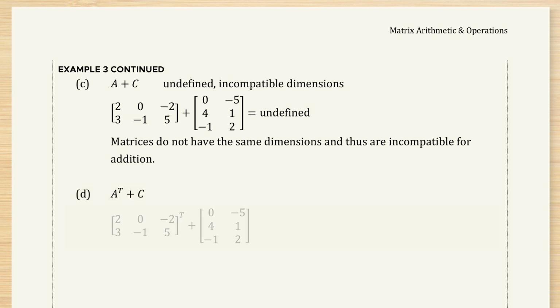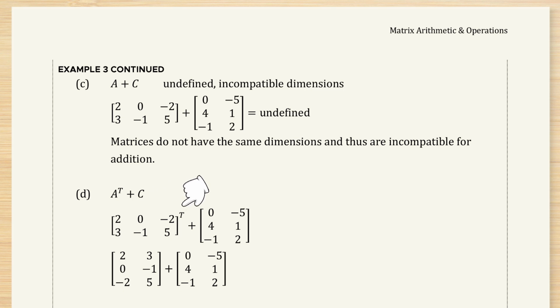A transpose plus C. I just do this sequentially. A is that, then take the transpose of it. The first row, 2, 0, negative 2, becomes the first column. The second row, 3, negative 1, 5, becomes the second column. And we add to C, element by element. 2 plus 0 is 2, 3 plus negative 5 is negative 2, and so on.